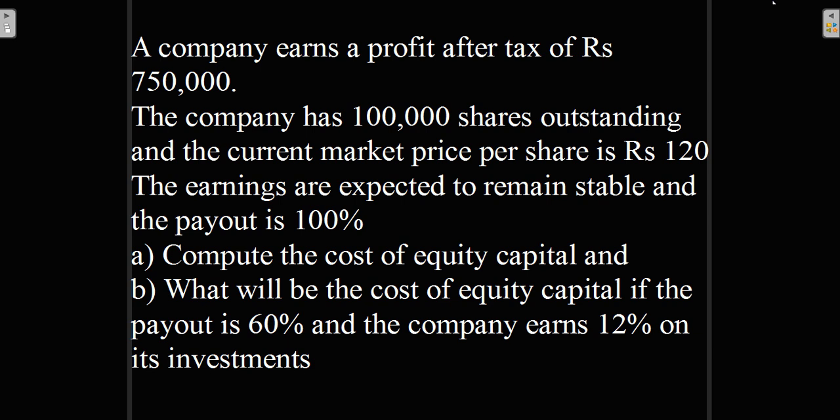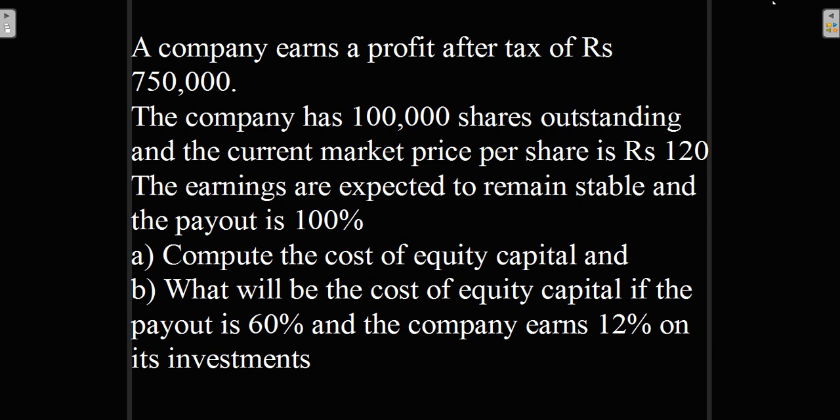A company earns a profit after tax of rupees 7,50,000. Profit after tax can be referred to as earnings after tax also. So the company has 1 lakh shares outstanding and the current market price per share is rupees 120. The earnings are expected to remain stable and the payout is 100%.